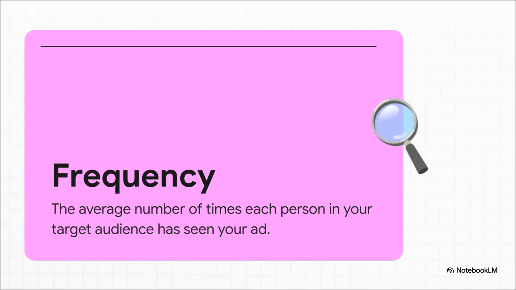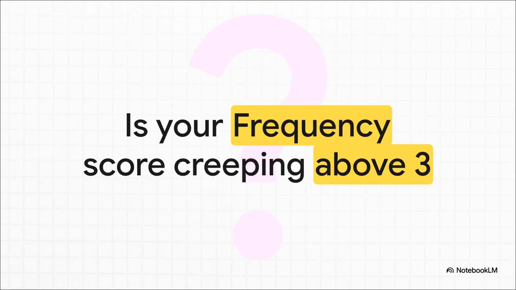Okay, let's talk about a metric you have got to keep your eye on. It's called frequency. It's a super simple number, but man, it tells you so much about the health of your campaign. So is that frequency score creeping up past 3? If it is, warning bells should be going off. You're hitting what's called ad fatigue. People are getting sick of seeing your ad, your results are going to tank, and your costs are going to go up. It's a huge red flag that it's time to switch up your creative.